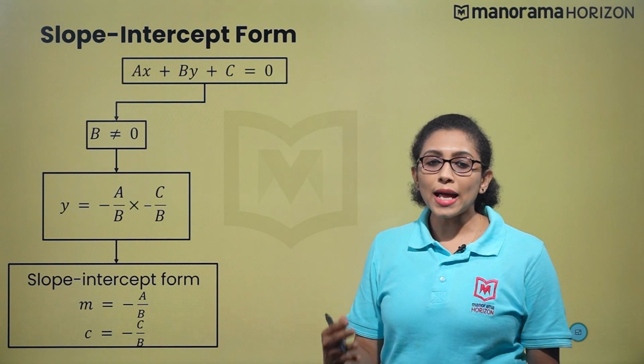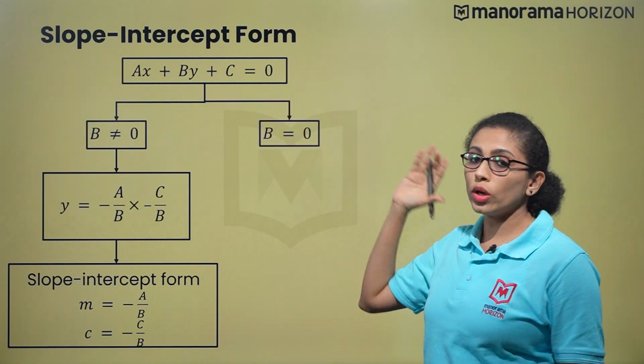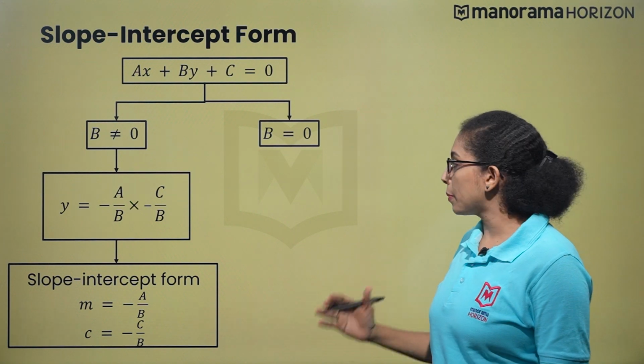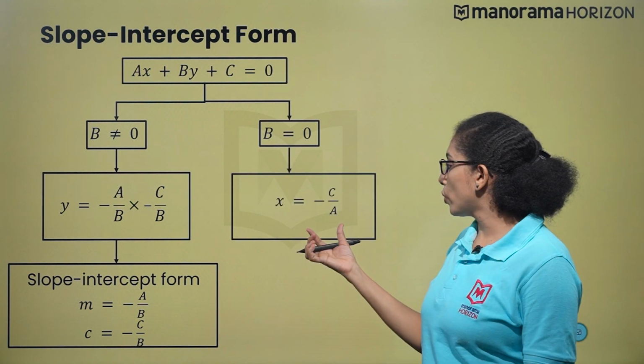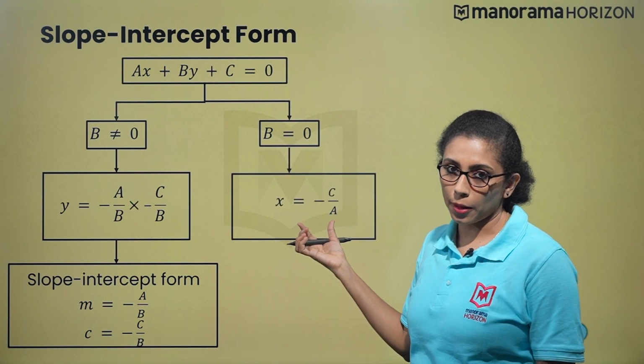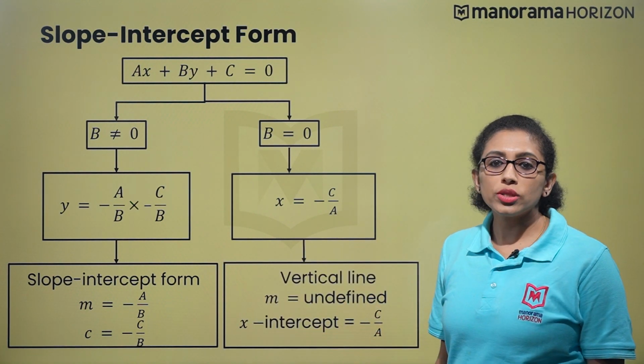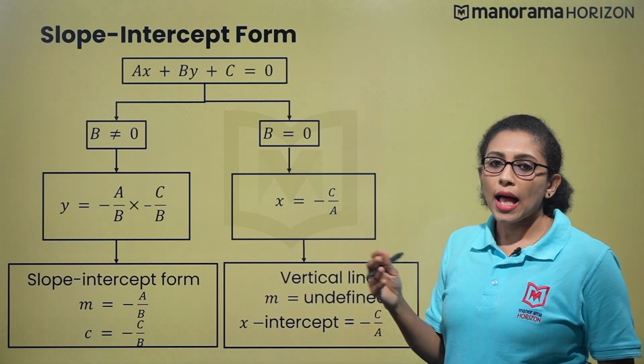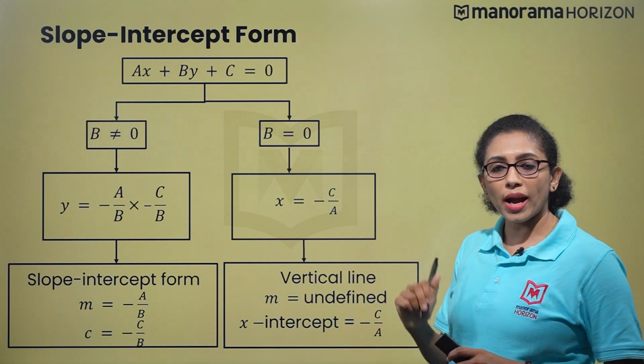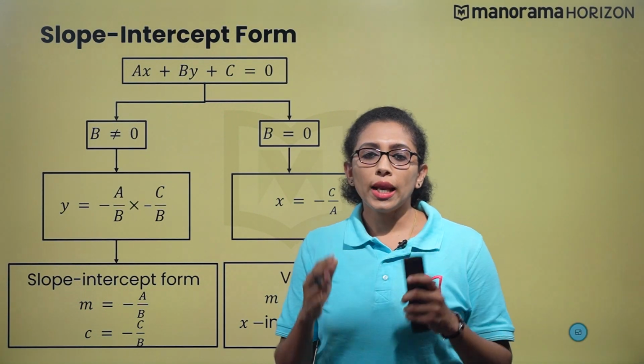Now, on the other hand, if b is equal to 0, the equation can be rewritten as x is equal to minus c by a, which is nothing but a vertical line whose slope is undefined and the x-intercept is minus c by a. Now, let's move on to the next form, that is intercept form.